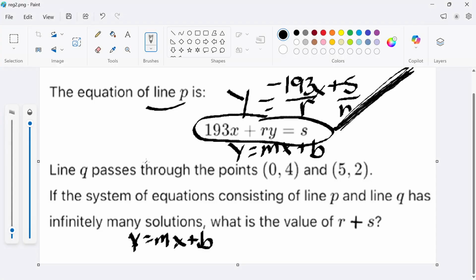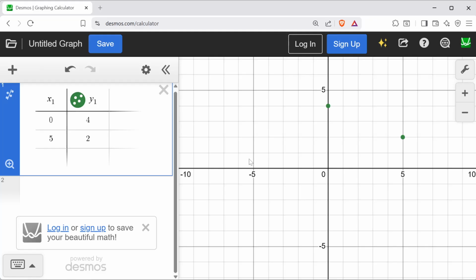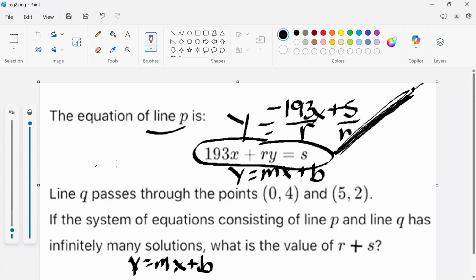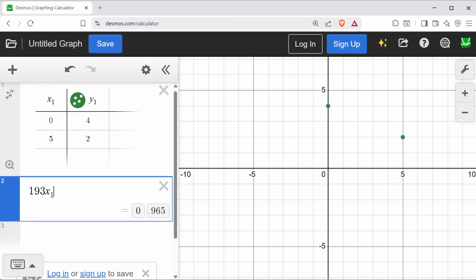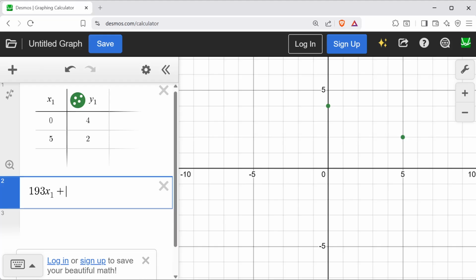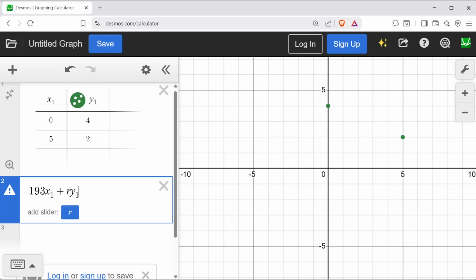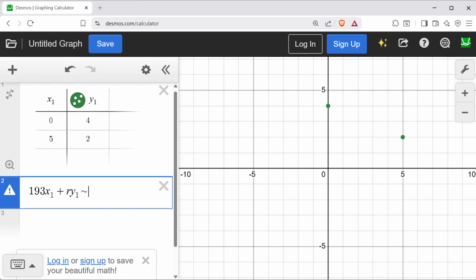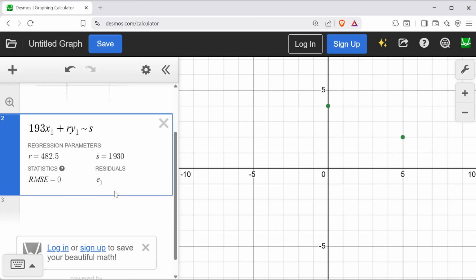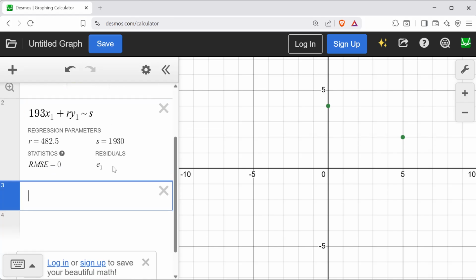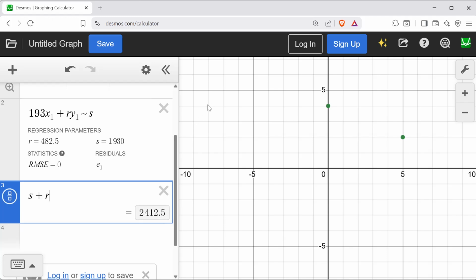Let's see. I want to put 193x1. If I type 1, it'll just give me that. Plus r y1. If I just type the 1, it makes it a subscript. And then instead of equal, I put tilde s. And now I've got my values for s and r. And I will do this, s plus r, and it's 2412.5.